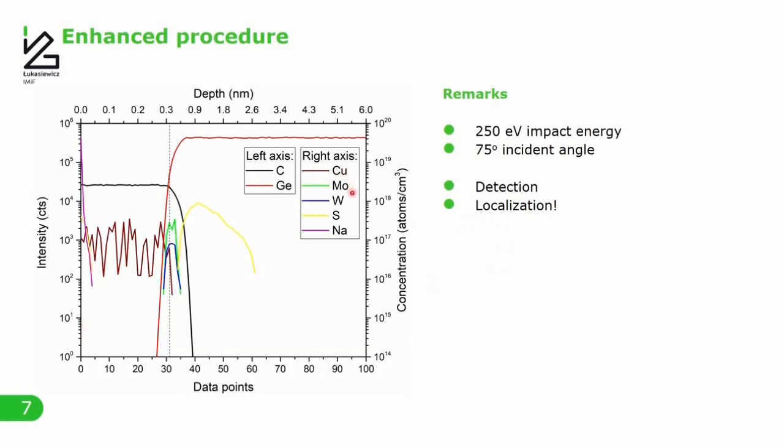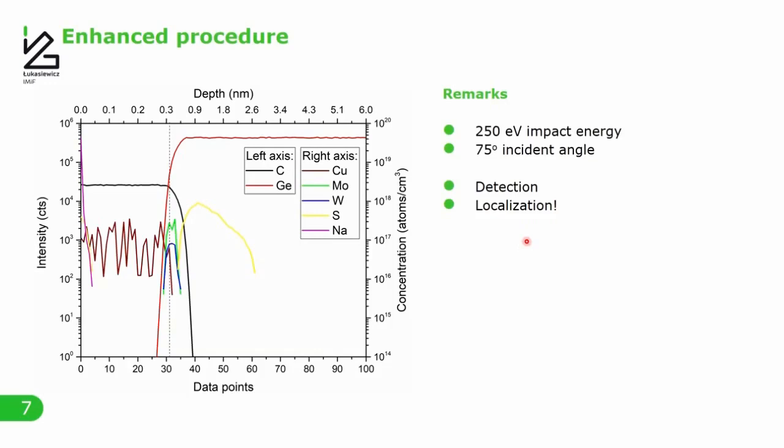The molybdenum and tungsten are located exactly on the interface between the germanium substrate and graphene. This is not surprising because, as I said, this reactor was contaminated with these metals. So they were just deposited on the germanium substrate. We can also see that some sulfur passivated the germanium substrate, so this is a very well-known effect. And the most interesting part is with the copper. Now we can see that it is fully incorporated into the graphene layer. So now we can not only detect these contaminants, but very precisely localize them.